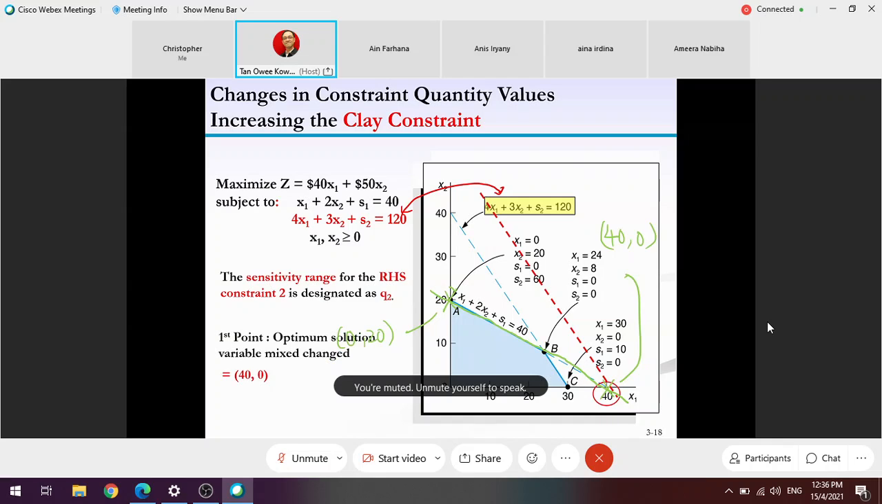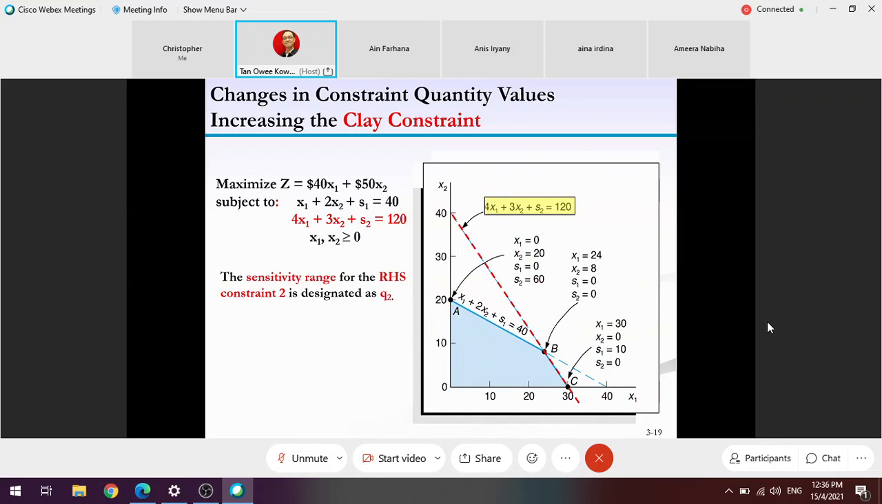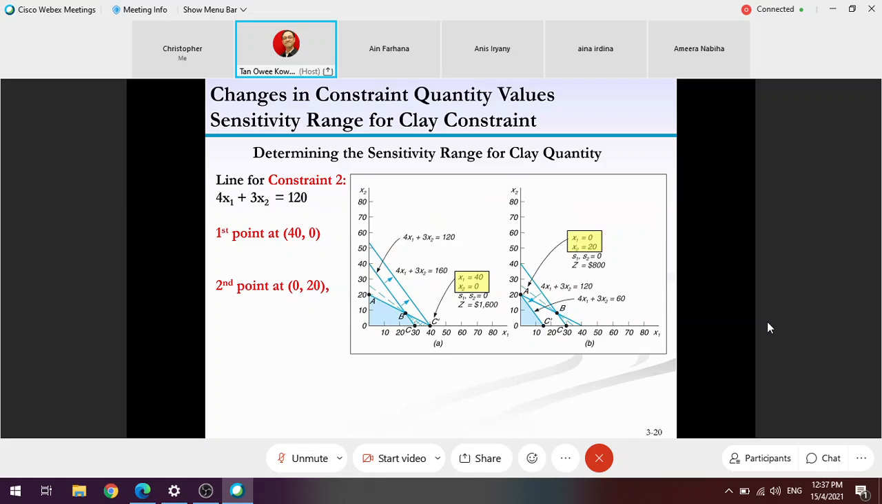And you move, you identify 40, 0. You just do it, whatever that I did earlier on. If you move down, then you identify another point, yeah? Okay, so you can just follow my method. Then you found these 2 lines, these 2 points. We're going to finish with these 2 points.